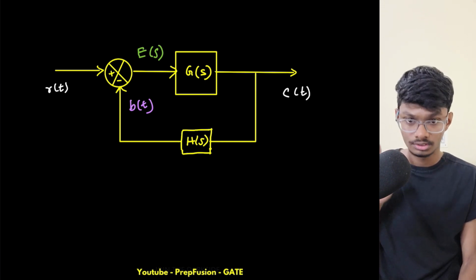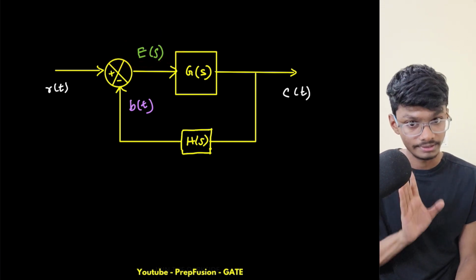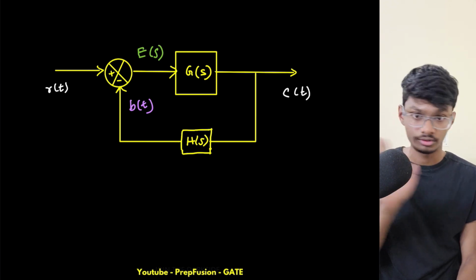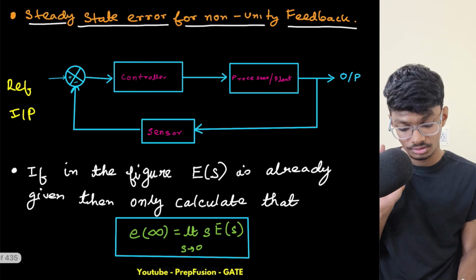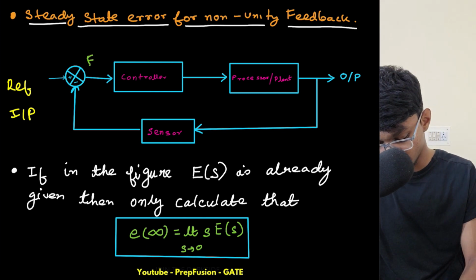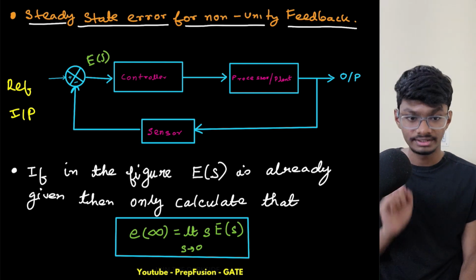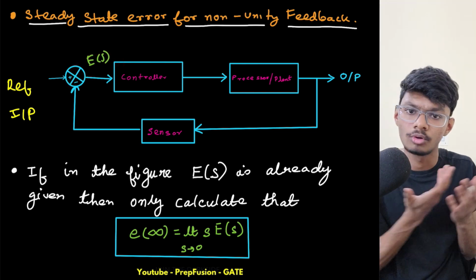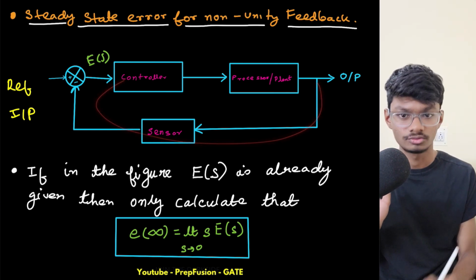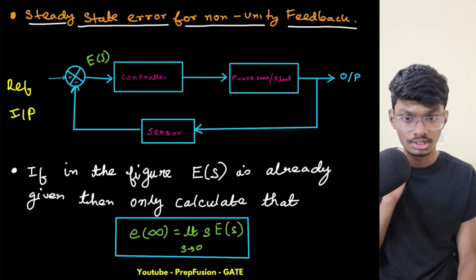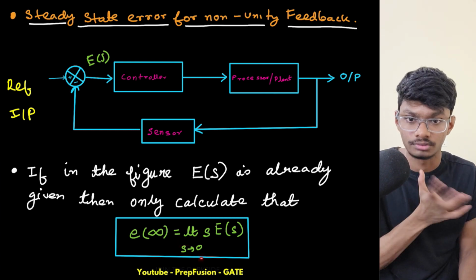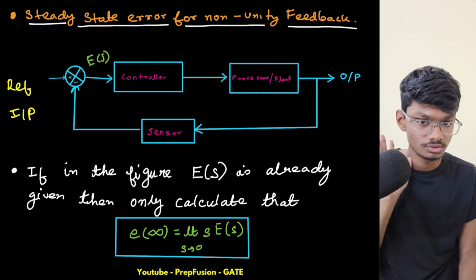If in the exam they have given you E of s here and they want you to find the steady state error, then you will not use your brain. Just find this E of s with the help of block diagram reduction technique or SFG, whatever is suitable, or the unknowns that I used to take. Then you just use the final value theorem, limit s tends to 0 of s E of s. Nothing else.